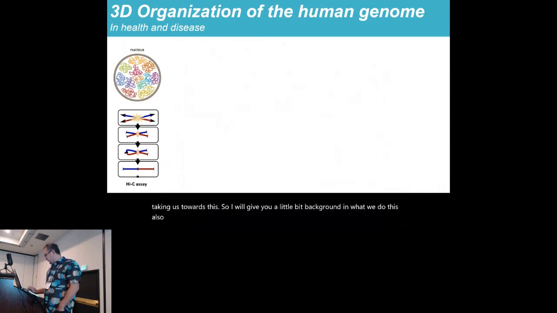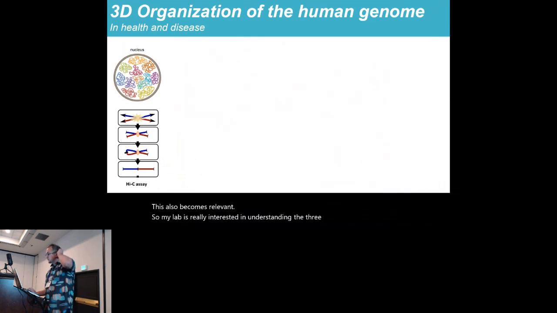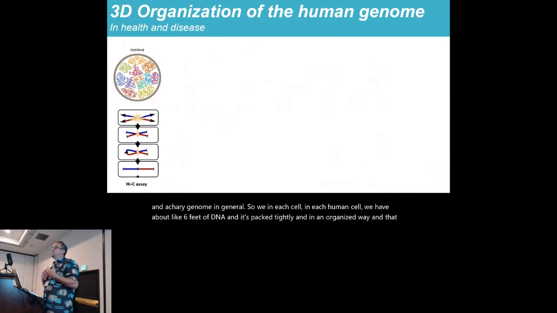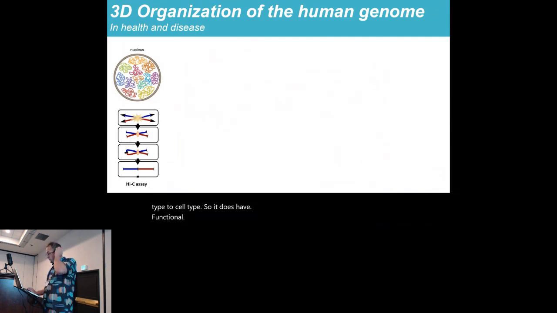This also becomes relevant. My lab is really interested in understanding the 3D organization of the human and eukaryotic genome in general. In each human cell, we have about 6 feet of DNA, and it's packed tightly and in an organized way. That DNA folding and packing is not happening randomly, and it changes from cell type to cell type. So it does have functional influence on how the cells are going to function.